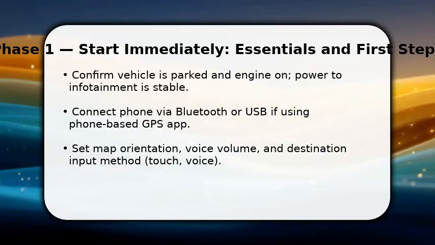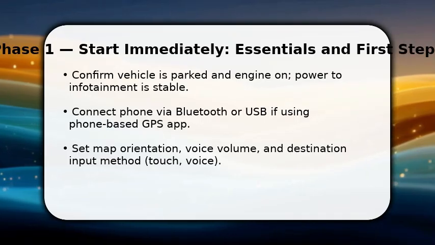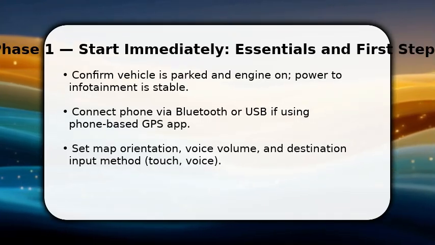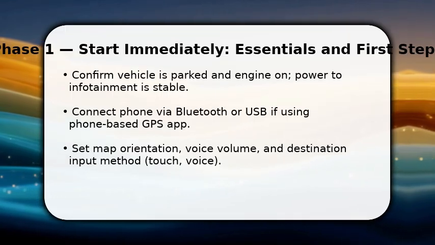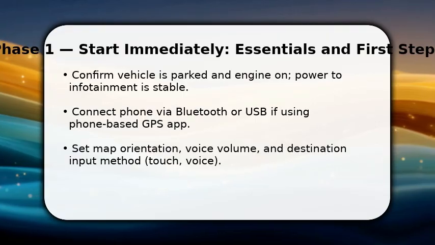You start by getting power and signal. Make sure the car is running and the infotainment has booted. Once done, connect your phone via USB or Bluetooth if you prefer an app, and grant location permission.